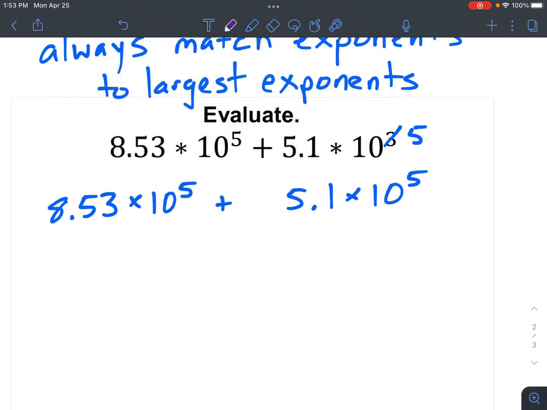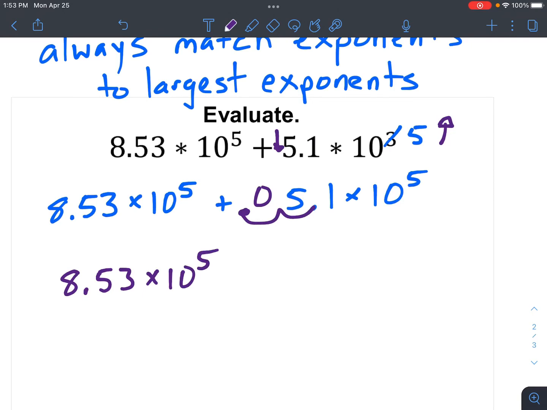So, like I was just saying, this here increased. We need 5.1 to decrease 1, 2 spaces because the exponent went from 3 to 5. So it changed by 2. And now what we are going to do is add together 8.53 times 10 to the 5th plus 0.051 times 10 to the 5th.